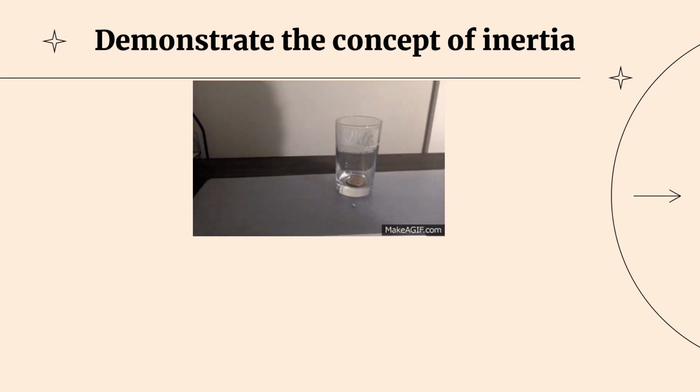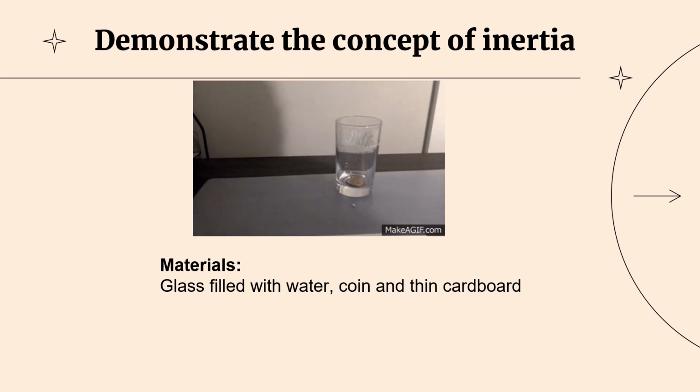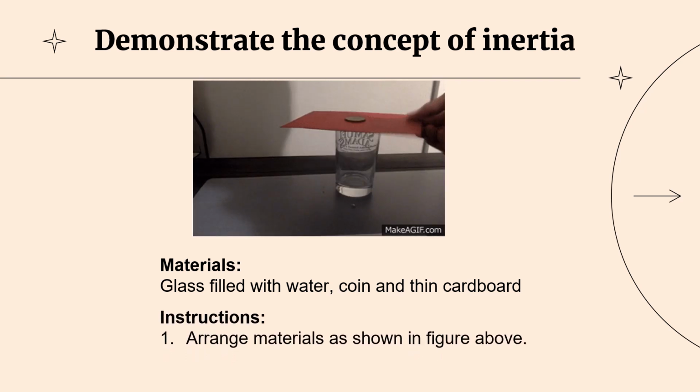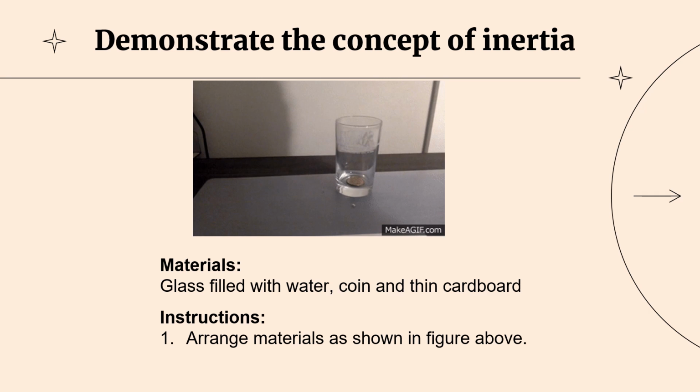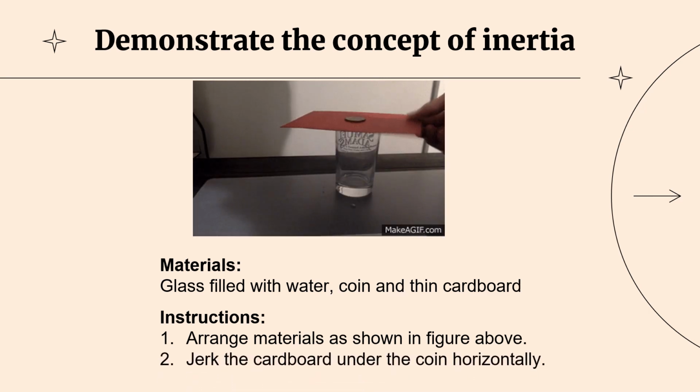Next, we move on to demonstrate the concept of inertia. To do this activity, we must have all the materials first. We need a glass filled with water, a coin, and a thin cardboard. And then we need to set up the activity. First, arrange the materials as shown in the figure above. Next, jerk the cardboard under the coin horizontally.